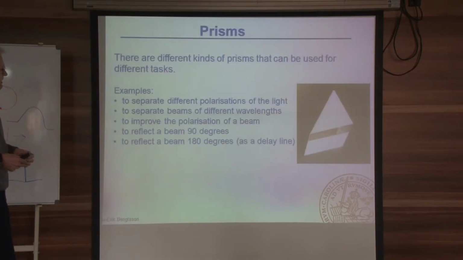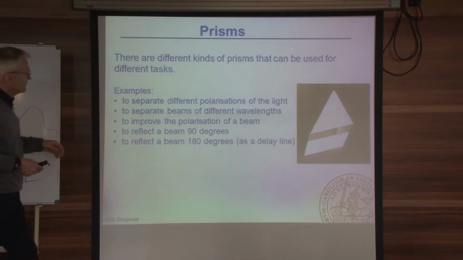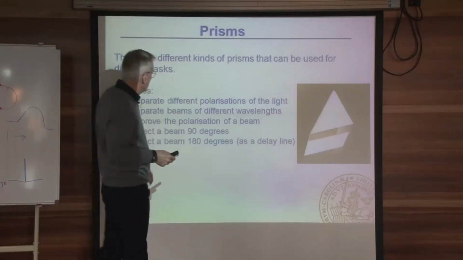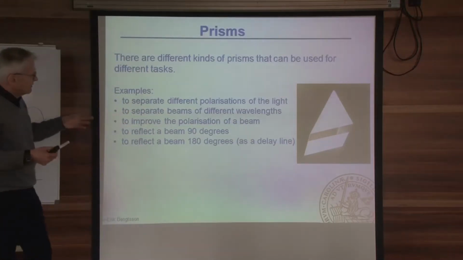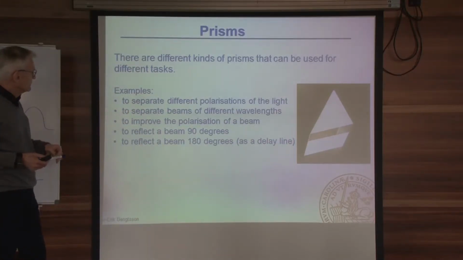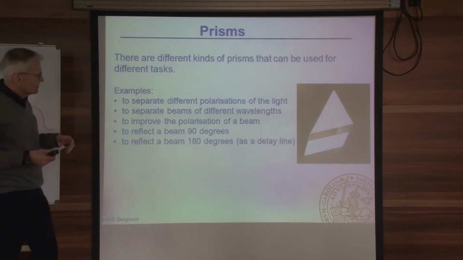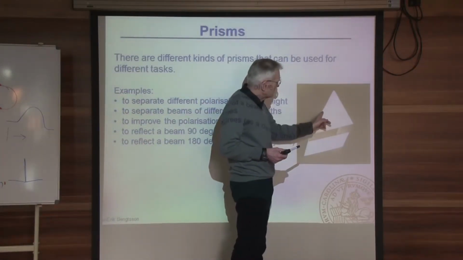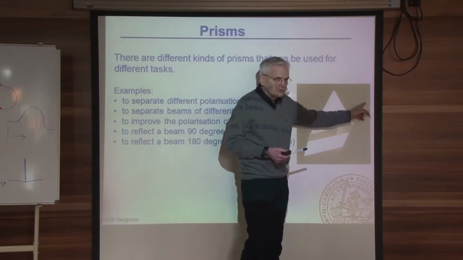And then prism. You can use a prism for various actions. You can have it to polarize the light. You can separate beams at different wavelengths. You can reflect the beam. I mean, if a beam comes in like this, you have a total reflection on this side and then it goes in this direction.